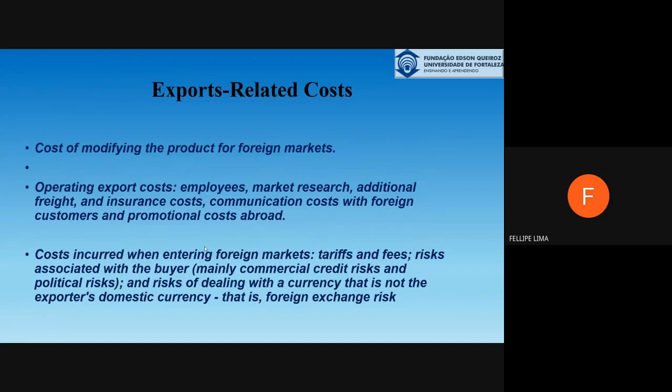Remember when I talked about ways of internationalizing your company? Licensing, foreign presence. So if you are going to have a foreign presence and open your own company in another country, you have to think about the tariffs, the fees, the risks, the political risks, commercial credit risks, everything you have to think about when thinking about your price for international marketing.